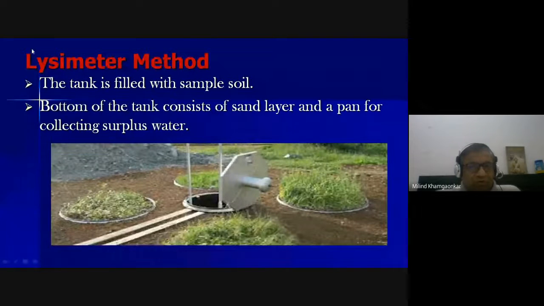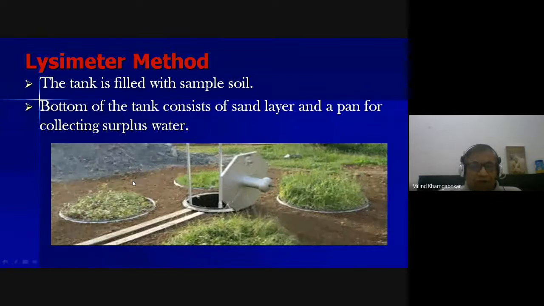So that is the water lost through the bottom part due to percolation. So the bottom of the tank consists of a sand layer and a pan or a container for collecting this percolated water. In the photograph at the top you can see different lysimeters.